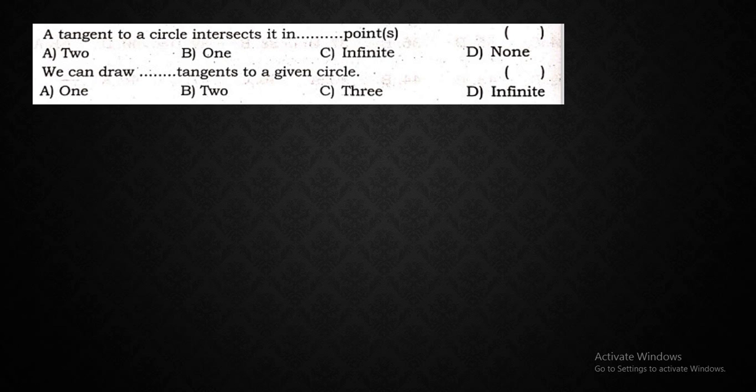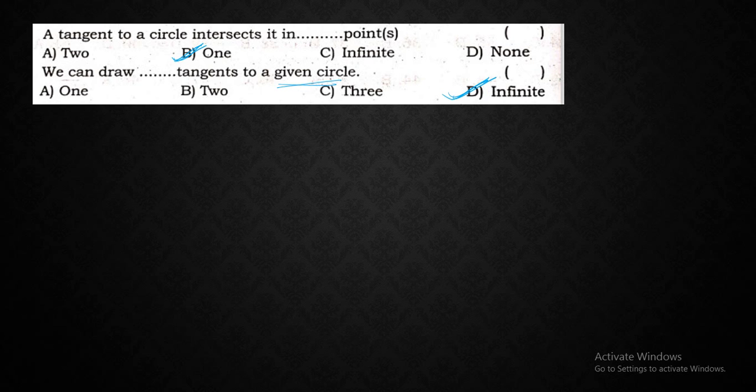So a tangent to a circle intersects it in how many points? A tangent intersects the circle only at 1 point. Next, how many tangents can we draw to a given circle? We can draw an infinite number of tangents to a given circle.